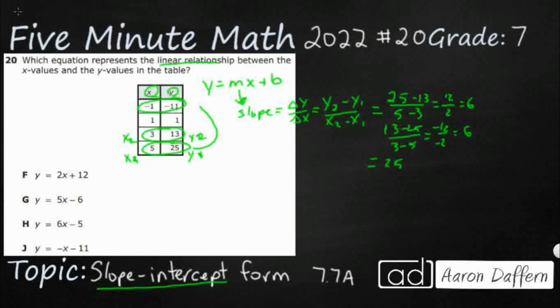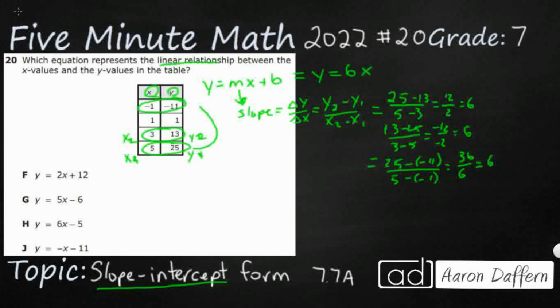So let's do 25 minus negative 11, and let's do 5 minus negative 1. The two negatives make a positive, so 25 plus 11 is 36, and 5 plus 1 is 6. Guess what? If it's a linear relationship, you can take any xy coordinates. It doesn't matter what you do. You can keep doing it, and you're going to get the slope of 6. So we've got y equals 6x.